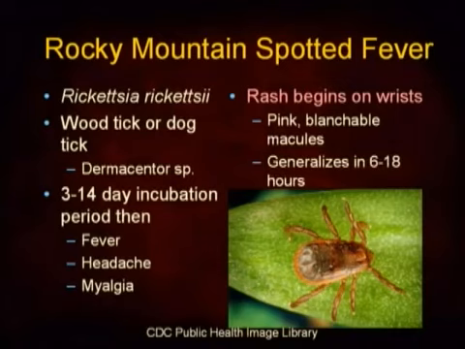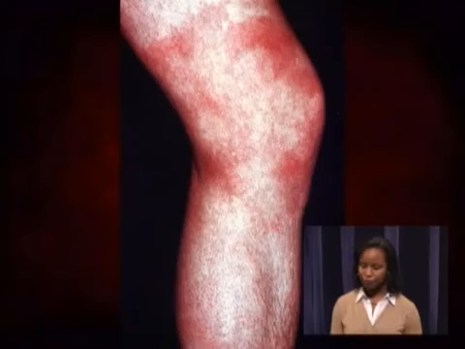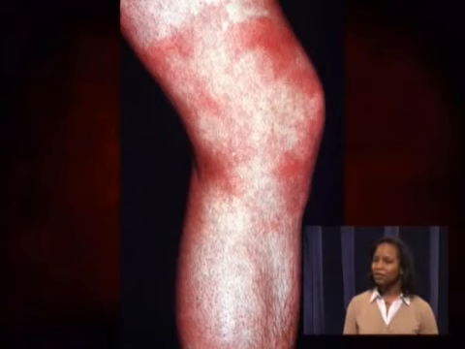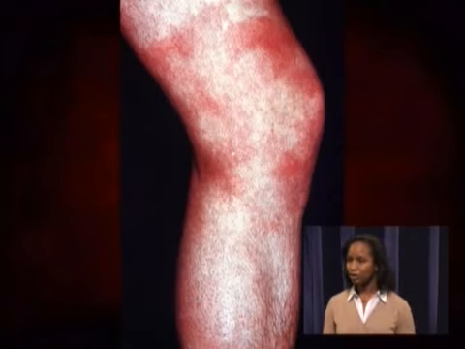This typically occurs in the southern Atlantic part of the country. North Carolina and Oklahoma are common areas where it's seen a lot, so I don't know if anybody is from those places, but those are where you see it the most. And even though it was initially described in the Rocky Mountains, only a small percentage of cases are diagnosed in that area these days.